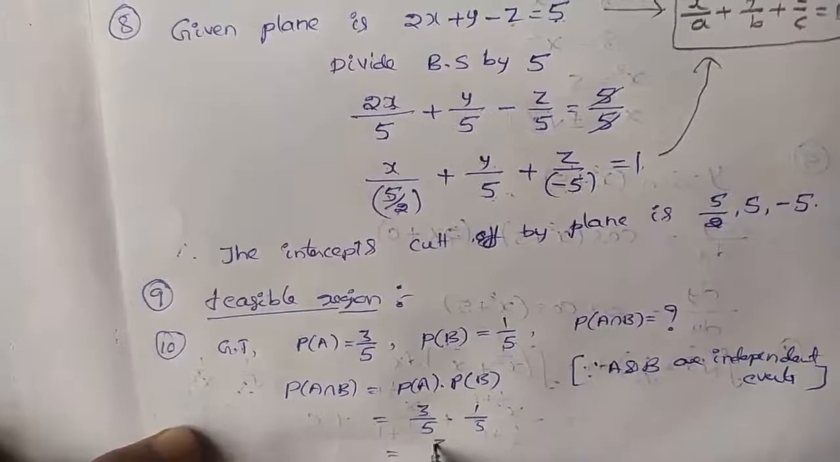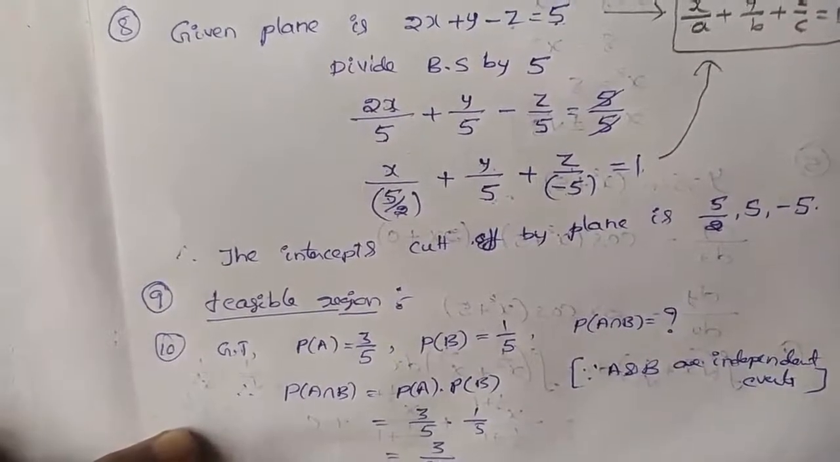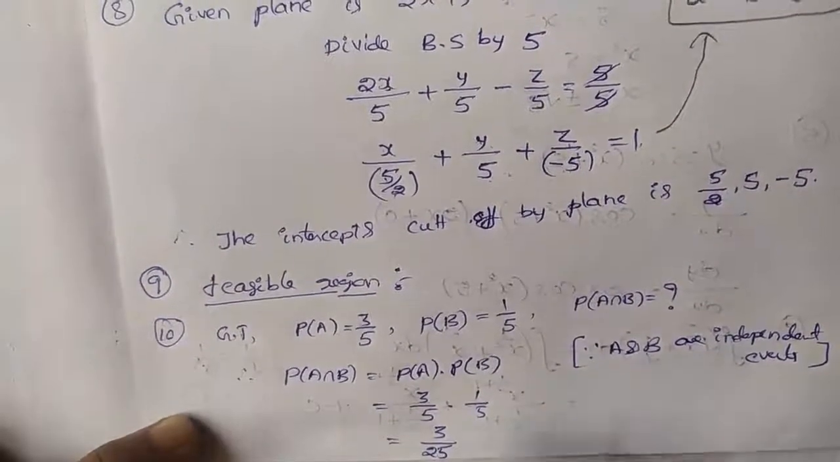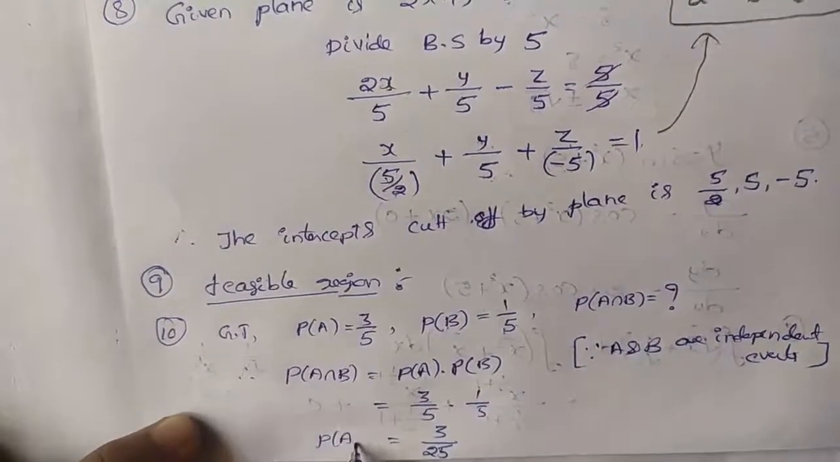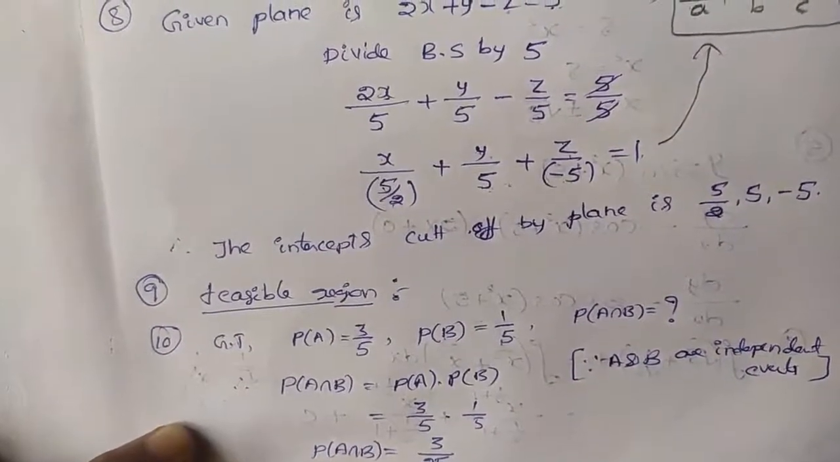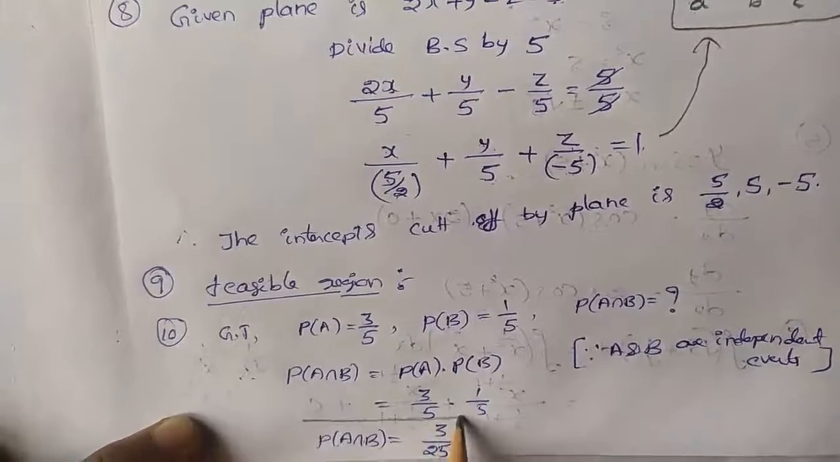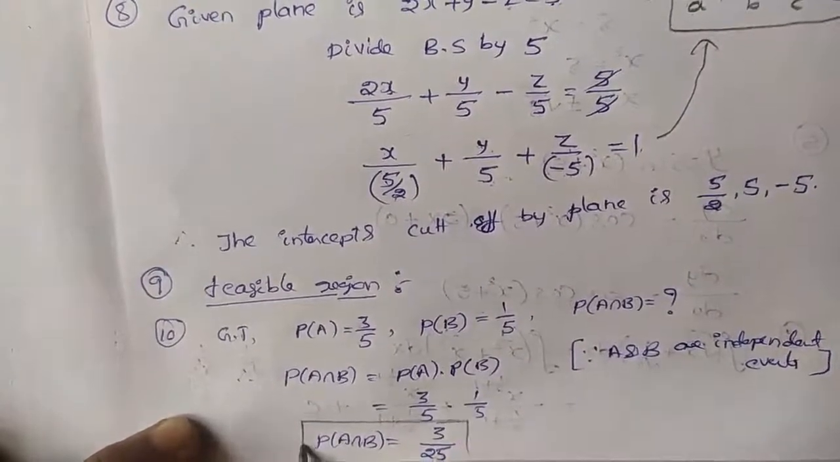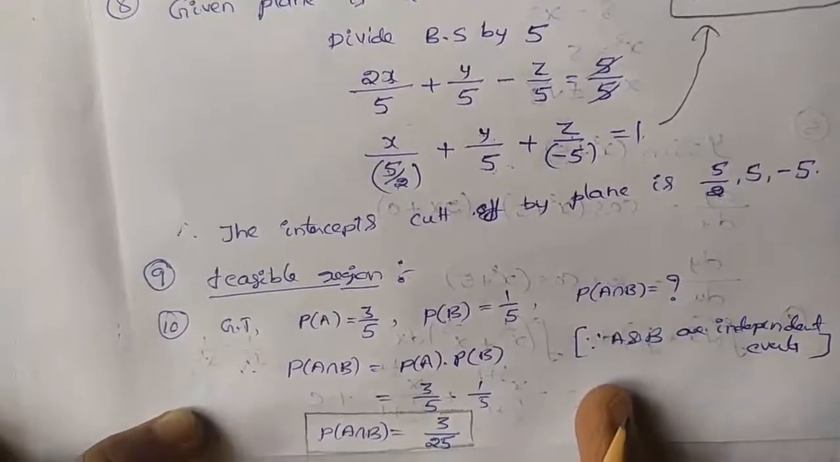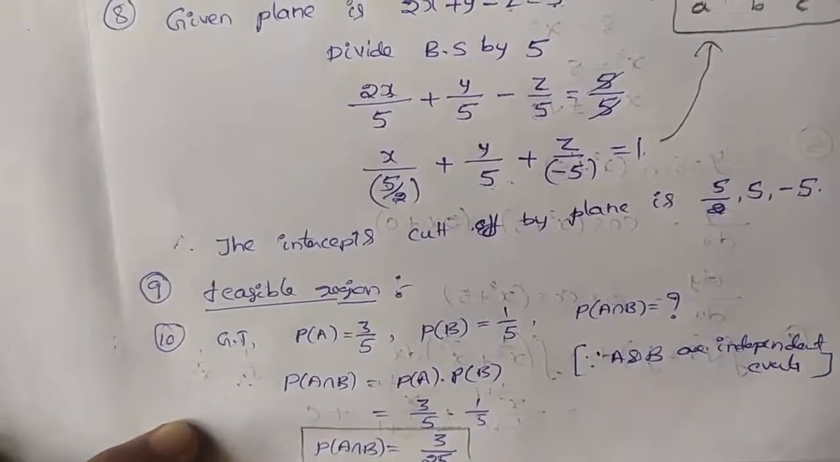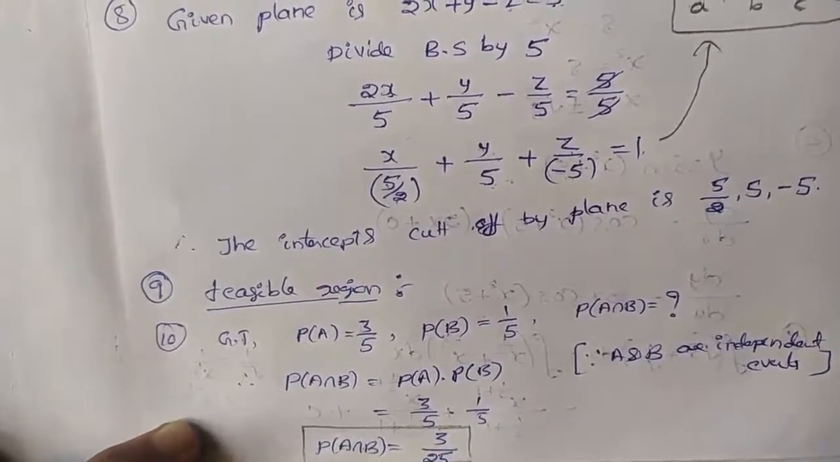That is equals to 3 divided by 5 into 5 is 25. So therefore P of A intersection B equals 3 divided by 25. Hence it is the solution for the 10th question. Understand? Now we will move on to the 2 marks questions.